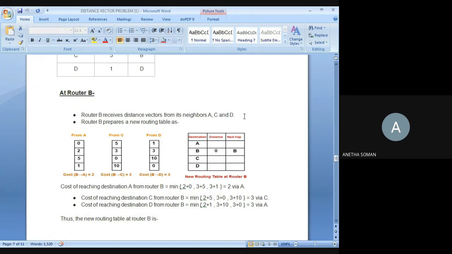Switch on your mic and sit because there is a delay in getting your answer. So cost of reaching destination D from router B. Find it out.